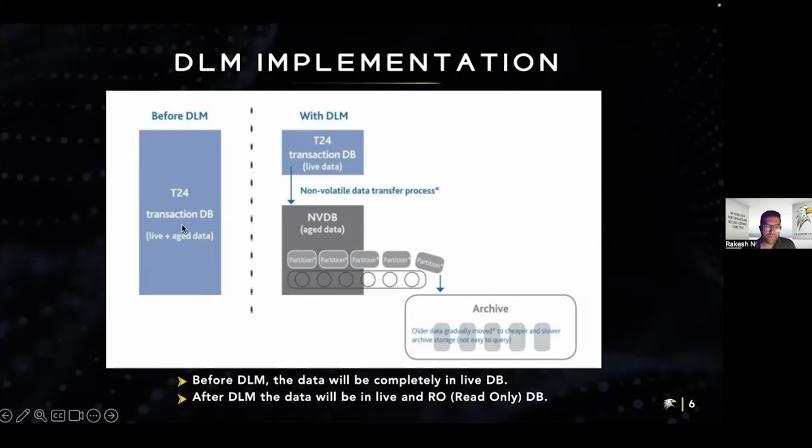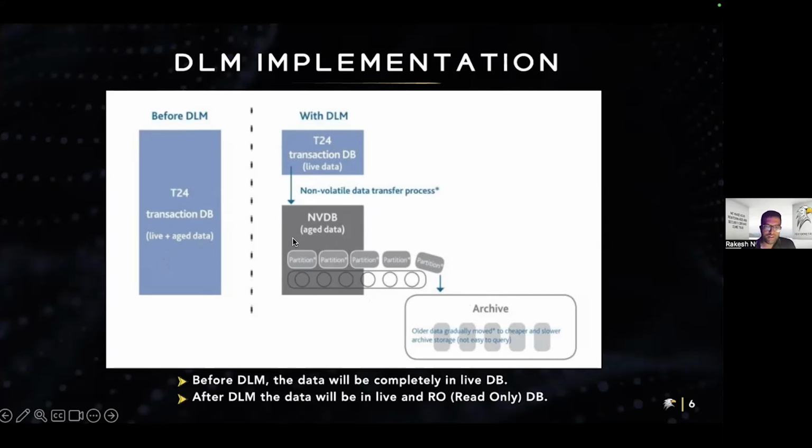So the live DB will be a lighter one. At least 30 to 40% of the data will be minimized in the live database. Same for the queries. The way we index the database tables here, we do the same for the RO database, including the syntaxes as well.